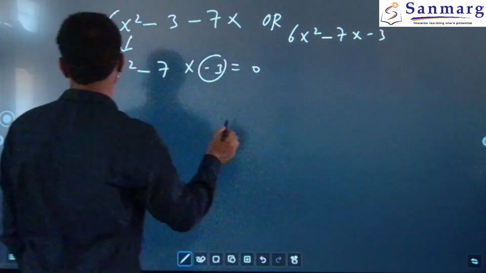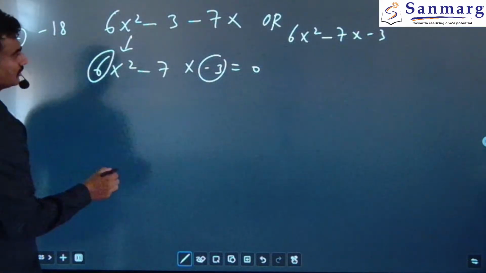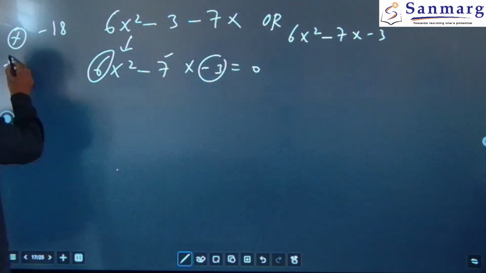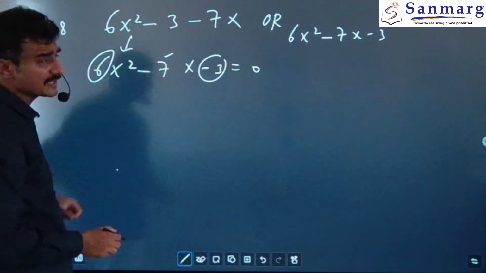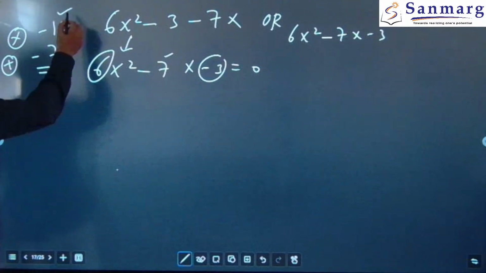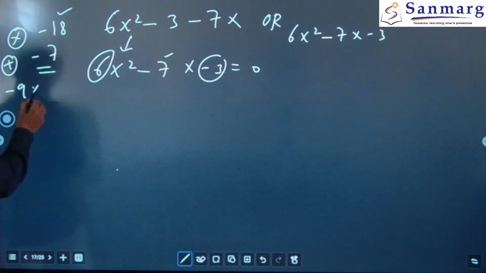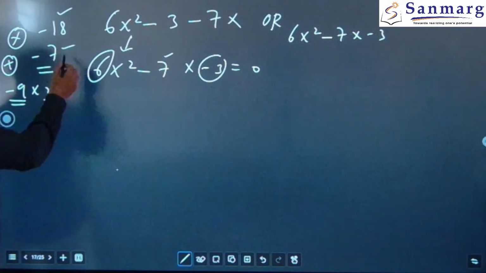So if we multiply the numbers, we should get minus 18. If we add, we should get minus 7. So which are the two numbers whose sum is minus 7 and whose product is minus 18? It is simple: minus 9 and 2. If we multiply minus 9 and 2, it is minus 18. And if we add minus 9 and 2, we will get minus 7.